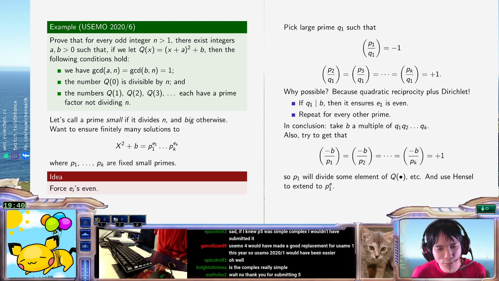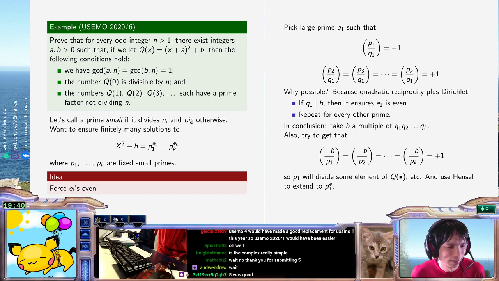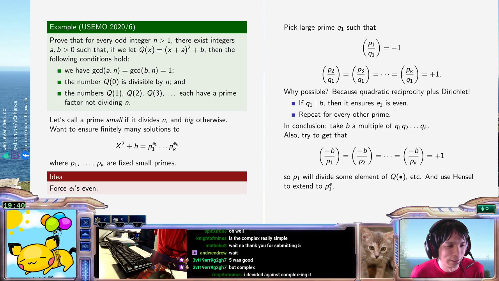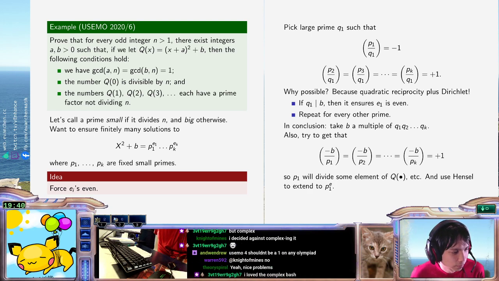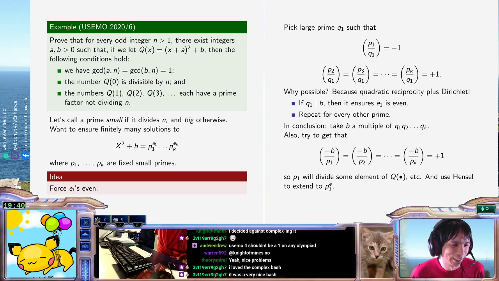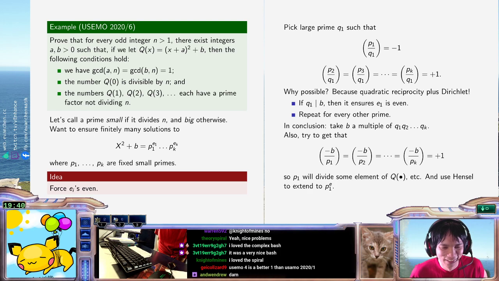I think 5 is a good problem. I think everything was a good problem this year. I really got a really nice set of proposals. USEMO 4 shouldn't be a 1. That should tell you something about the number of easy proposals I get for this contest.